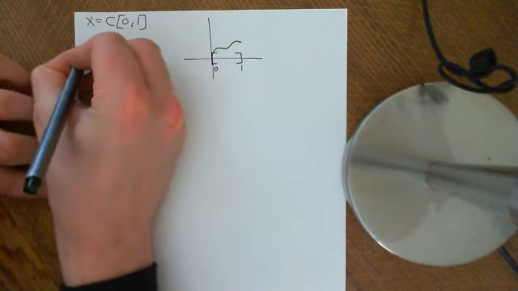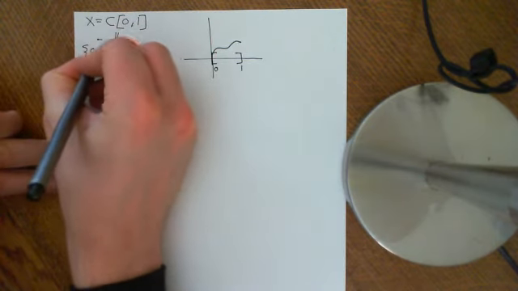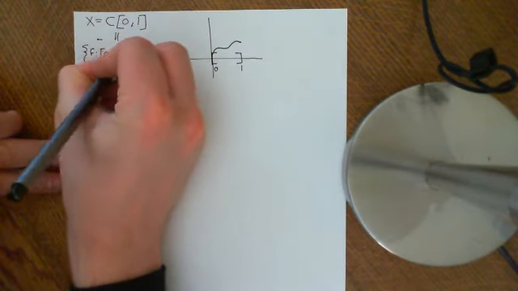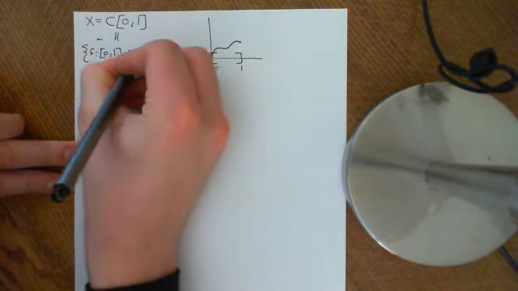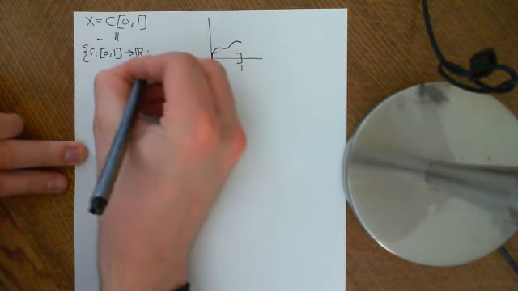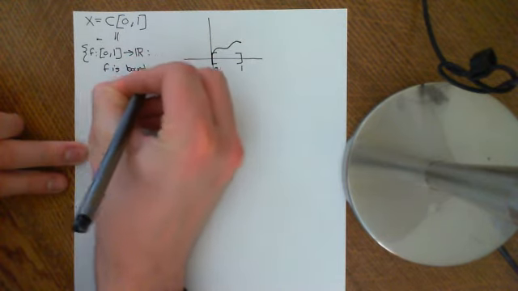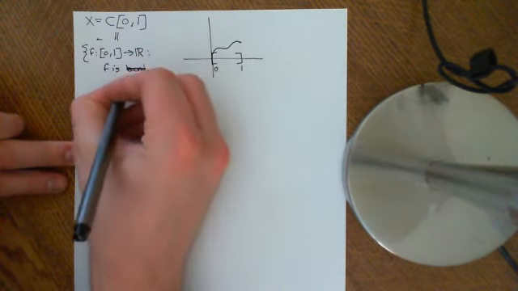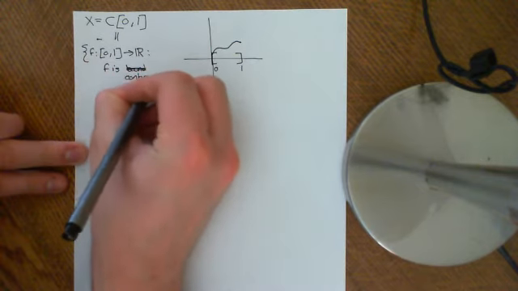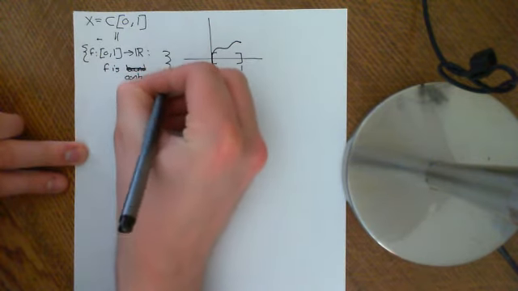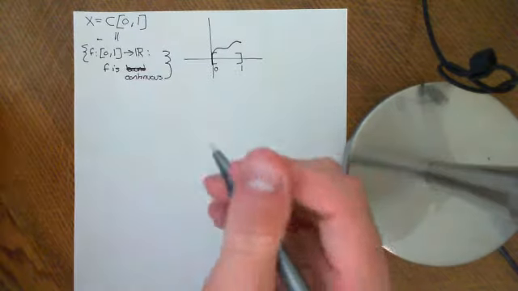This is the set containing all functions which map the interval 0, 1 onto the real line such that f is continuous. F is continuous rather than bounded. That would be a different set. That would be the set B[0, 1] rather than C[0, 1].